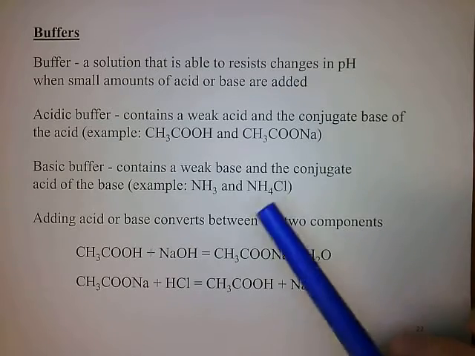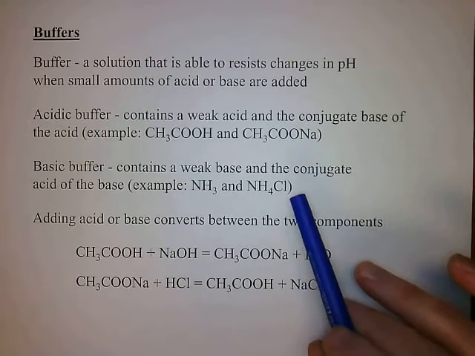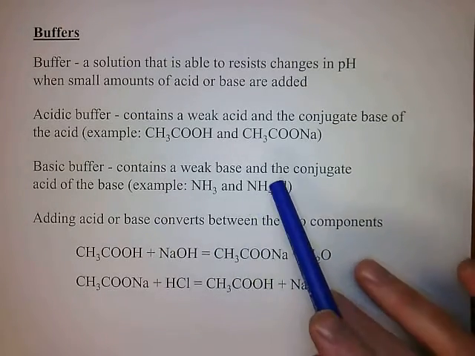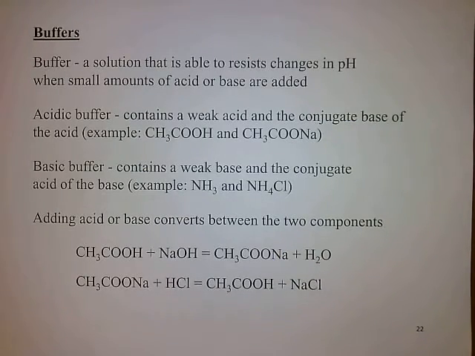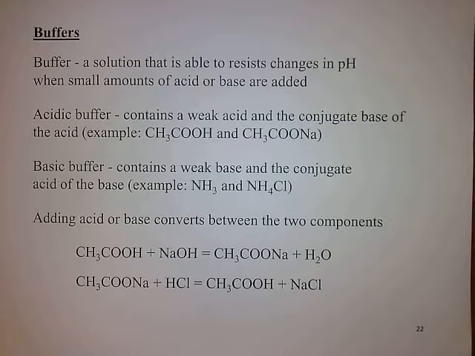So for example, acetic acid and sodium acetate. Whereas a basic buffer would contain a weak base and the conjugate acid of the base. So for example, you could make a basic buffer out of ammonia and ammonium chloride.